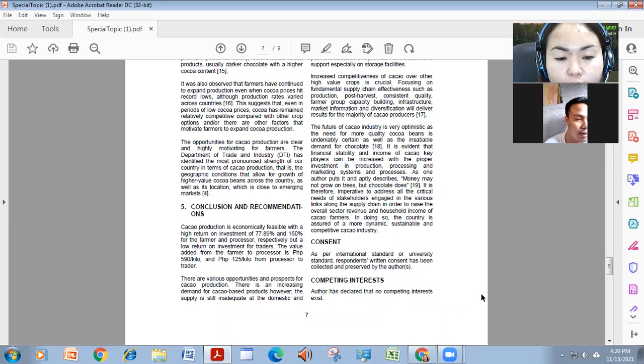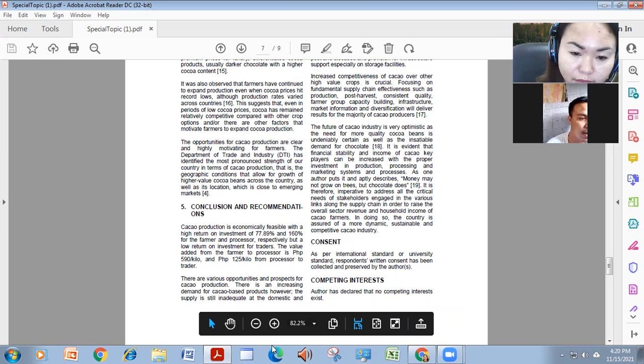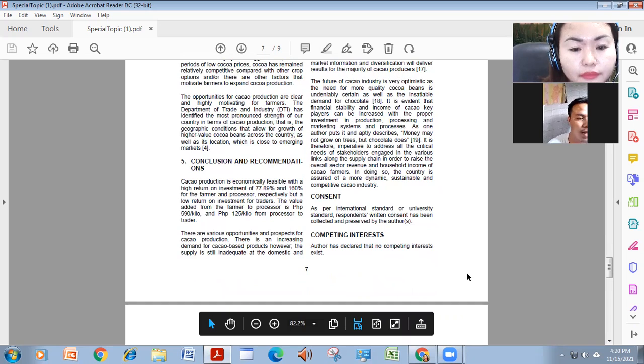The value added for the farmers to processors is 590 pesos per kilo and 125 per kilo for processors to traders.